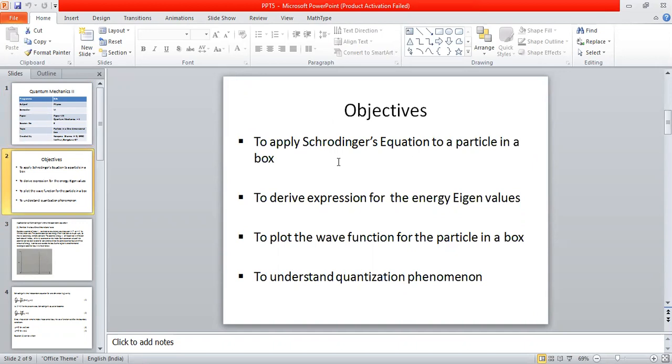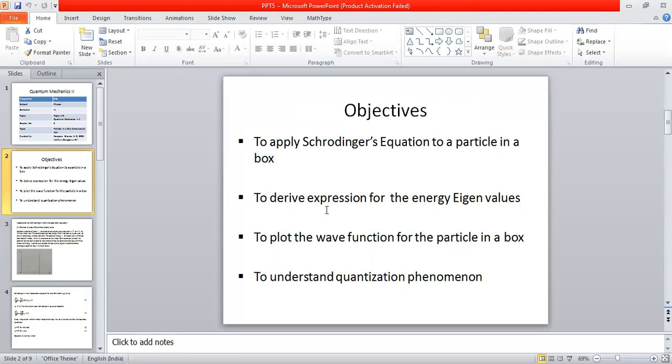As I have told, we want to apply Schrodinger's equation to a particle in a box. We shall try to understand the meaning of a box. Box means it is a potential energy box. So we are going to apply Schrodinger's equation to a particle in a one-dimensional box. While solving this equation, we will come to know about several things. For example, we will come to know about the energy eigenvalues of the particle in the one-dimensional box.